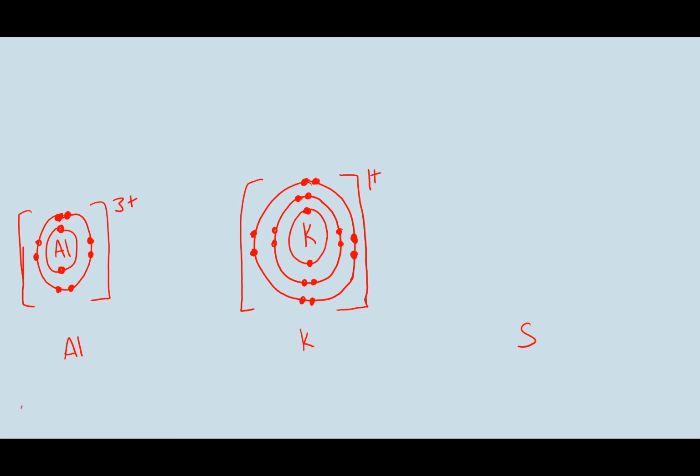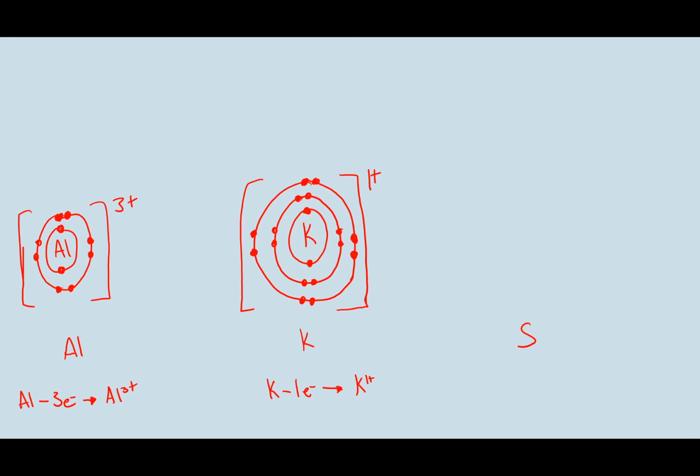So just going back, we can say we have Al, we lost 3 electrons, which yielded aluminum 3+. We had potassium, it lost 1 electron, so that yields potassium with a charge of +1 or 1+.